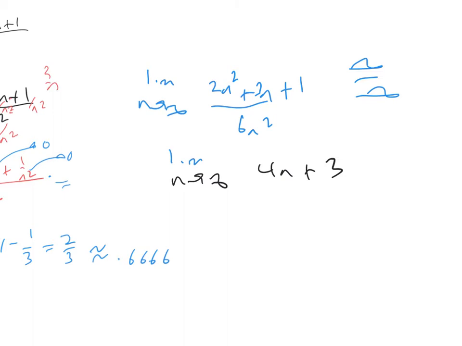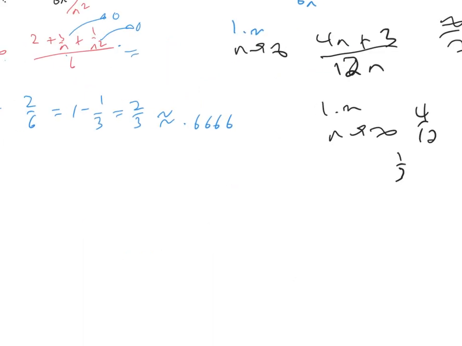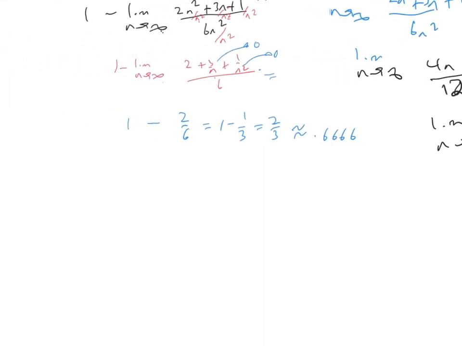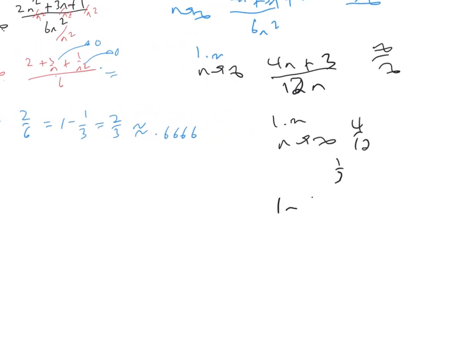And then over 12n, and that is still infinity over infinity, so limit as n goes to infinity of 4 over 12, which is 1/3. So I still had my 1 over here minus the 1/3. So I still have 1 minus 1/3, which is still 2/3. So L'Hopital's rule worked.